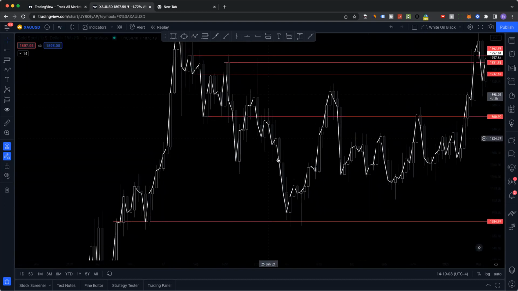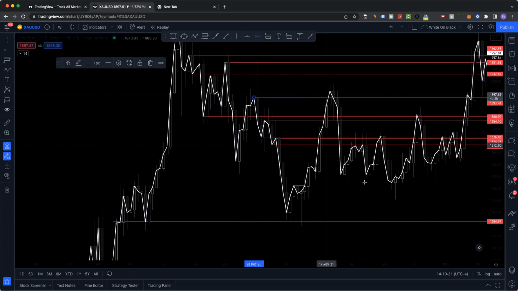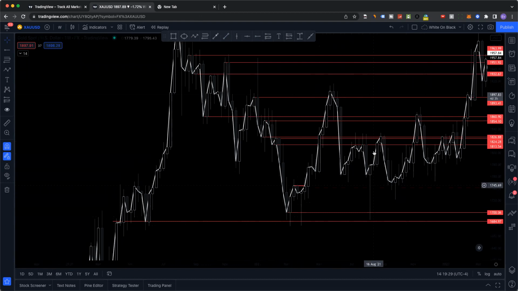Okay, so price breaks down, finds the monthly level, and then we have a breakout here on the weekly. So what is it going to do? It's going to find the next weekly levels. Once it respects the weekly levels, it's going to come back down to find the weekly level again. Respects the weekly level, it's just going to keep doing the same thing.